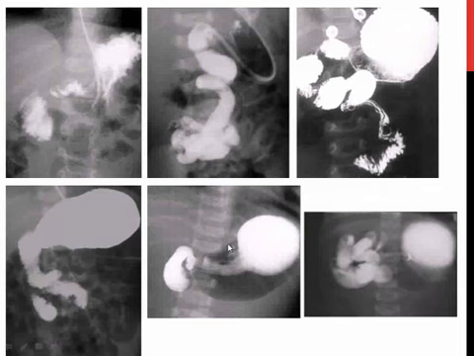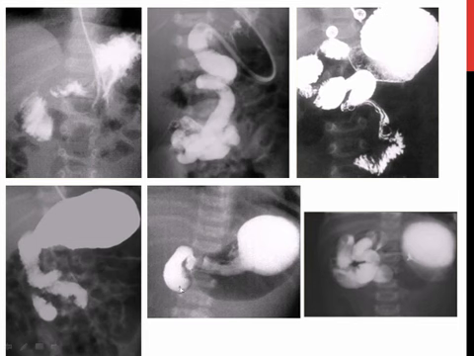These are all cases of midgut volvulus, some taken from the internet. So if you see a small bowel obstruction like a web or like a superior mesenteric artery syndrome, and you don't know what's going on peripherally, you should consider midgut volvulus as well.